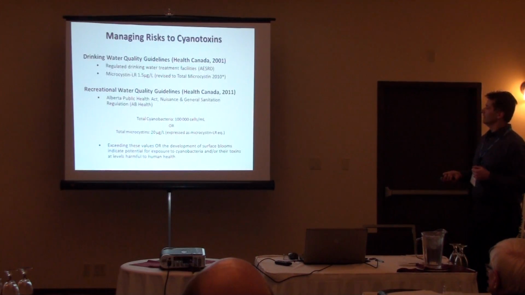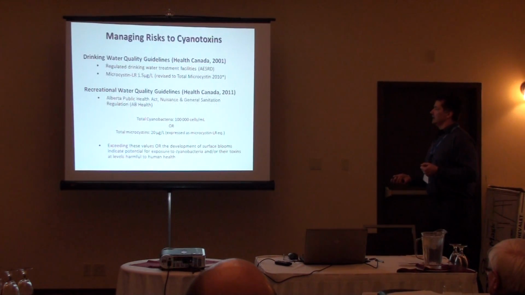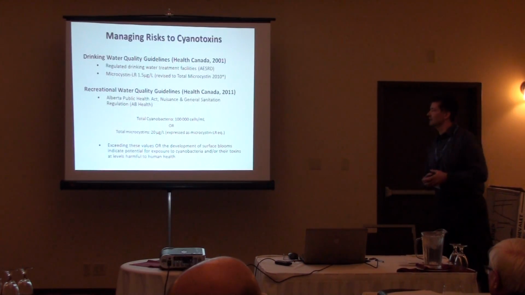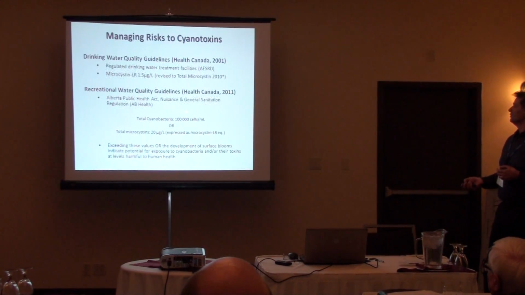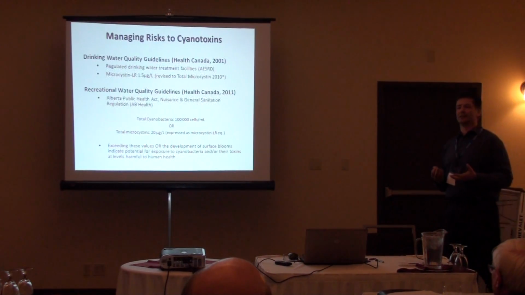And more recently, Health Canada came up with the Recreational Water Quality Guidelines for use in Canada. Alberta Health has adopted the guideline in use at that time, and of course, the beach monitoring program, I'll talk about that in a second. In Alberta, we have two guidelines for recreational water. We have the total microcystin guideline of 20 micrograms per liter, and we have a total cyanobacteria guideline. This total cyanobacteria guideline doesn't really speak to the toxicity issue. It speaks to contact recreation causing the skin irritation.